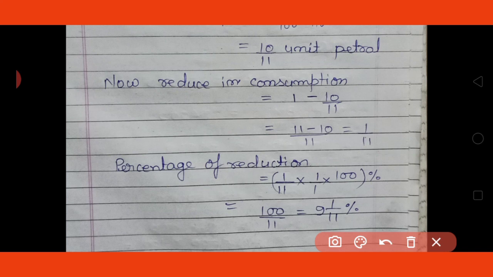So total consumption was 1. So 1 upon 11 is multiplying with 100. So it is coming 100 upon 11. So it can be changed into 91 upon 11%. So reduced consumption was 91 upon 11. So by any method you can solve the question.